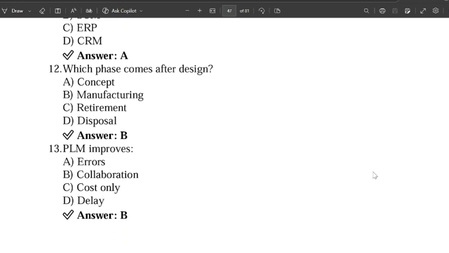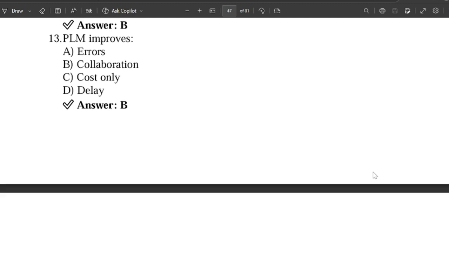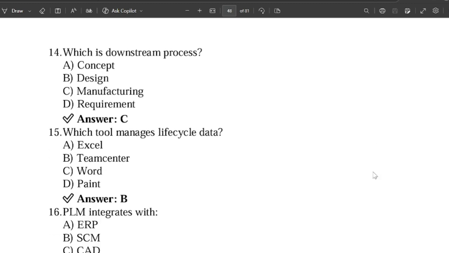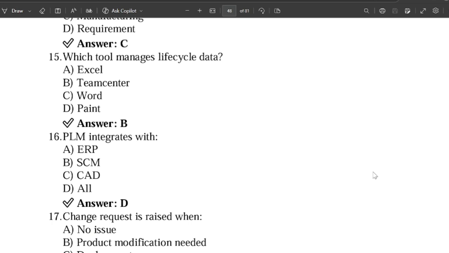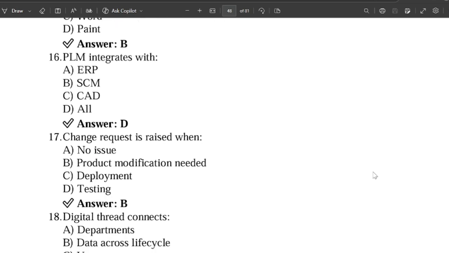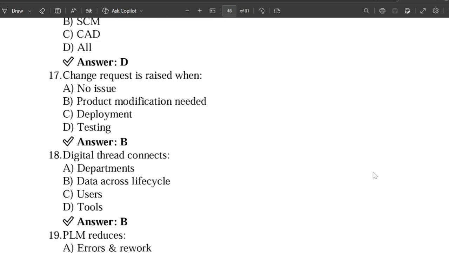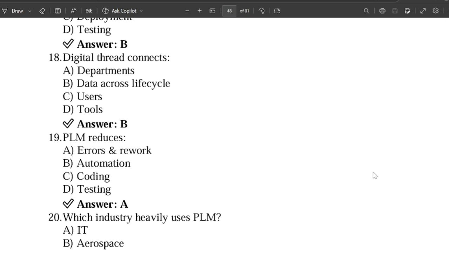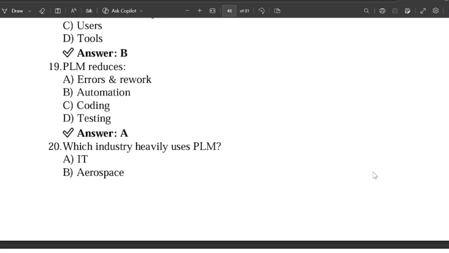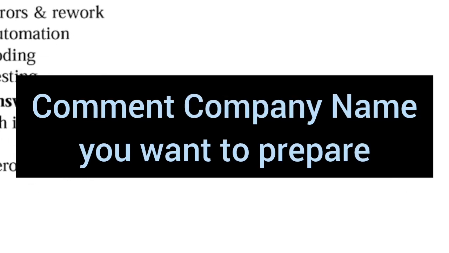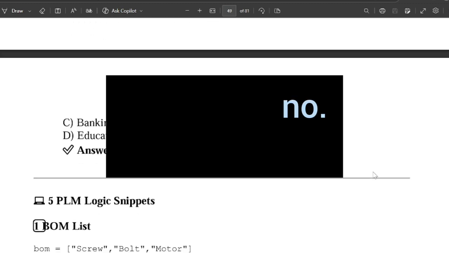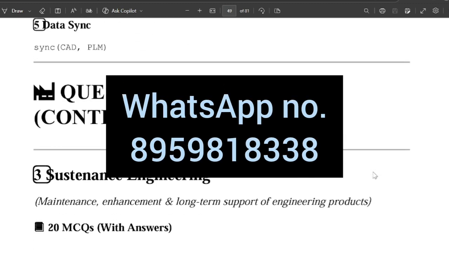Which phase comes after design? Manufacturing. PLM improves collaboration. Which is the downstream process? Manufacturing. Which tool manages lifecycle data? Teamcenter. PLM integrates with all. Change request is raised when product modification is needed. Digital thread connects data across the lifecycle. PLM reduces errors and rework. Which industry heavily uses PLM? Aerospace. And the coding parts.